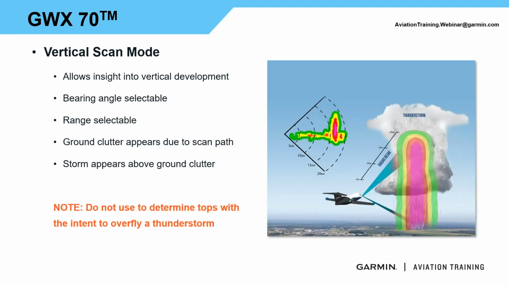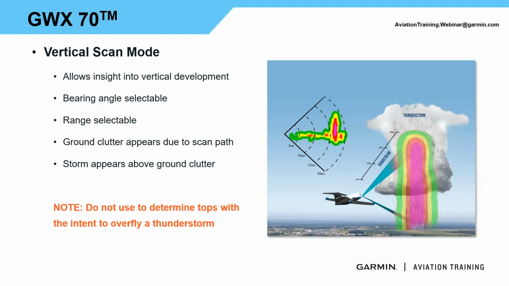All right, vertical scan mode can be used to estimate the tops if you are in a very close range. If you're at farther range, as you can imagine, with the geometry of a 4-degree beam going up, that's pretty high. So I'm probably not going to be able to estimate my altitudes when I'm looking out far away. It's also never a good idea to try to estimate the tops whenever we're trying to overfly a thunderstorm.